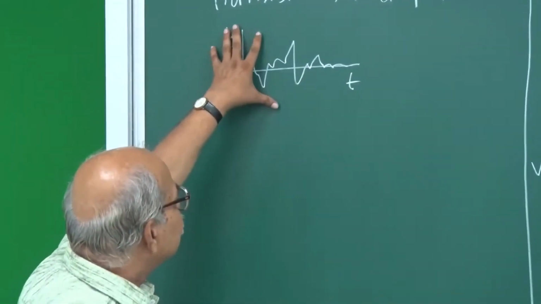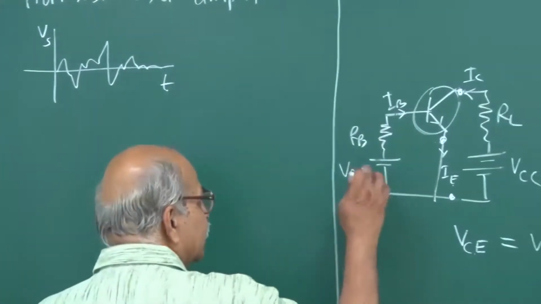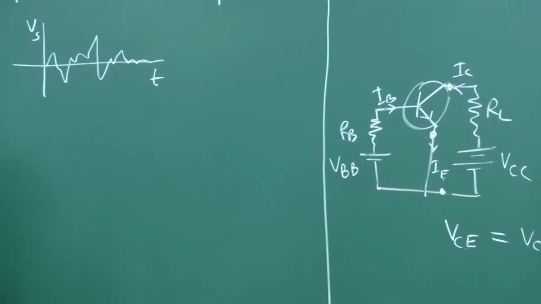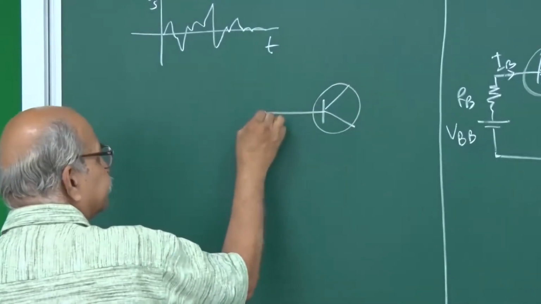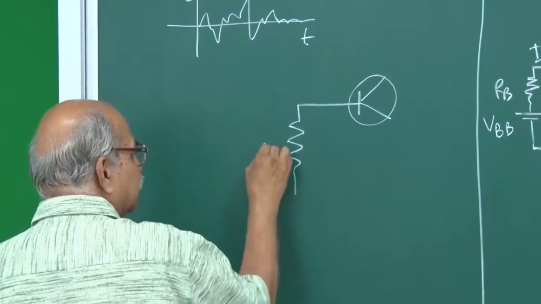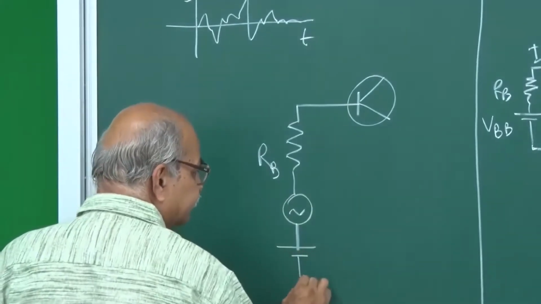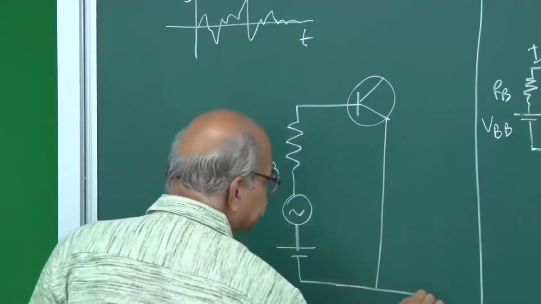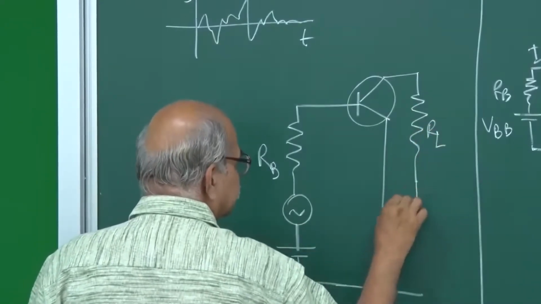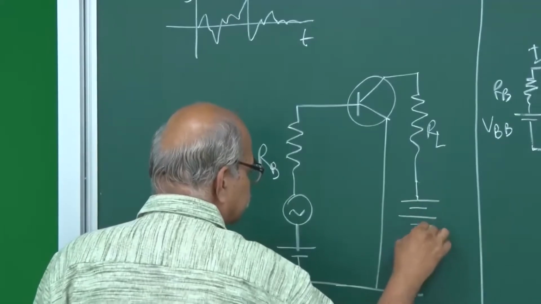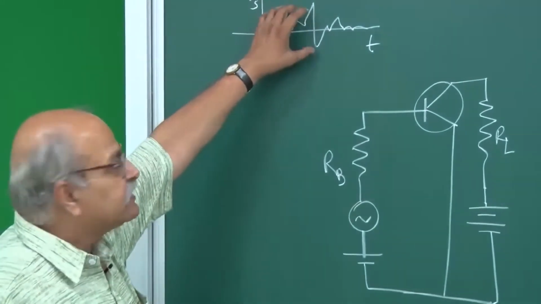So this signal, this voltage, we add here in this biasing. Let me draw a fresh diagram. The same diagram I am repeating. This is RB, and then I have this signal here, and then I have this biasing battery. And this side is the same. And this signal is supposed to be small.